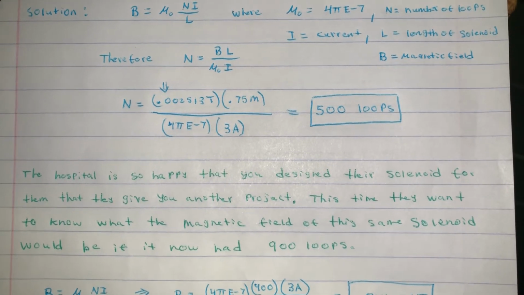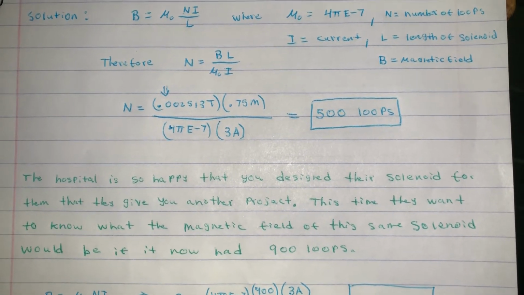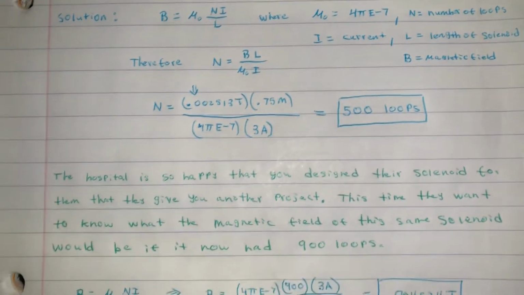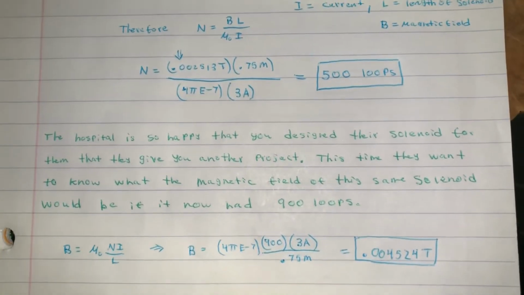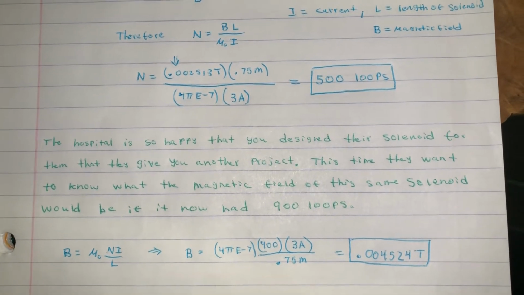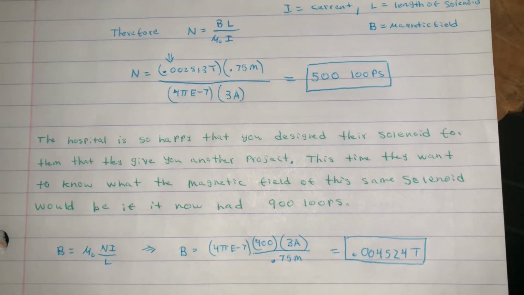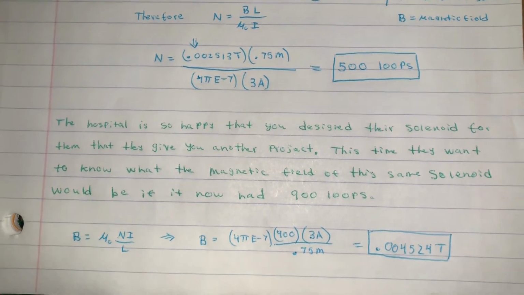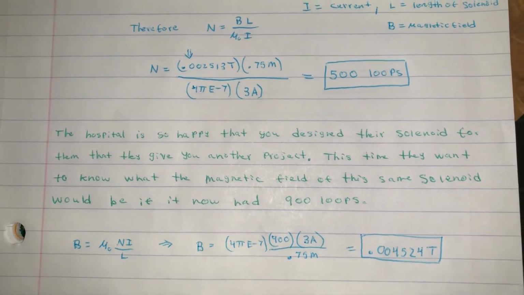And then the hospital is so happy that you designed their solenoid for them that they give you another project. This time they want to know what the magnetic field of the same solenoid would be if it now had 900 loops. So using all the constants that we had before, such as the current and the length, we now want to know what the new magnetic field would be if the solenoid has 900 loops.